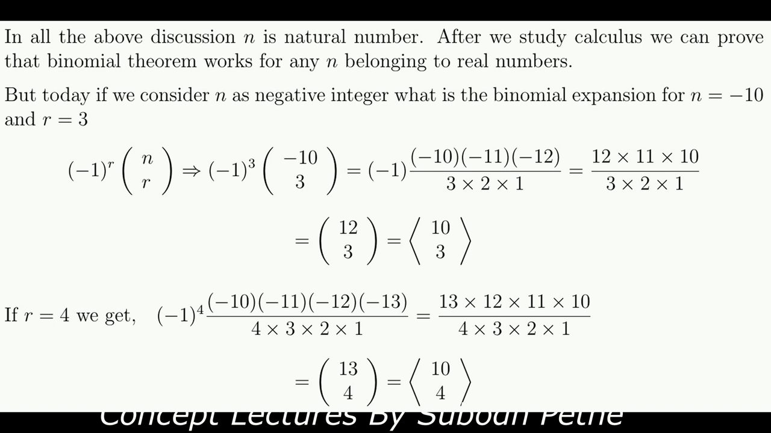So when the power is minus 10, we will consider the positive part of it, that is 10 elbow 3. We call this notation 10 elbow 3. It is a little different from the choose notation. Now if r is equal to 4, we will have (minus 1) raised to 4, minus 10 minus 11 minus 12 minus 13 upon 4 into 3 into 2 into 1, which means we have 10 elbow 4.